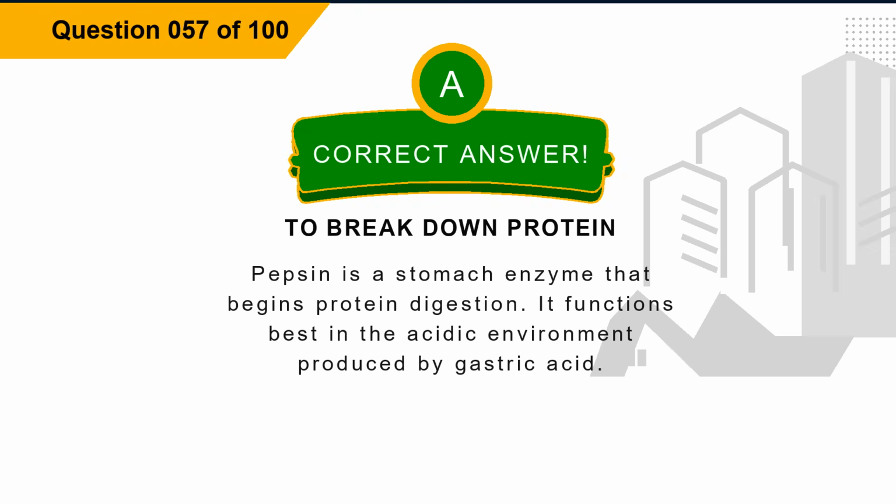The correct answer is option A, to break down protein. Explanation: pepsin is a stomach enzyme that begins protein digestion. It functions best in the acidic environment produced by gastric acid.